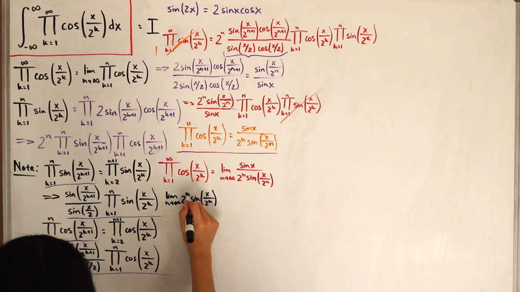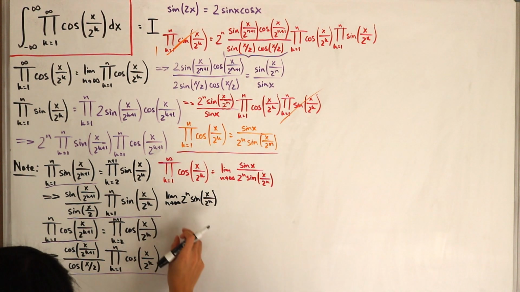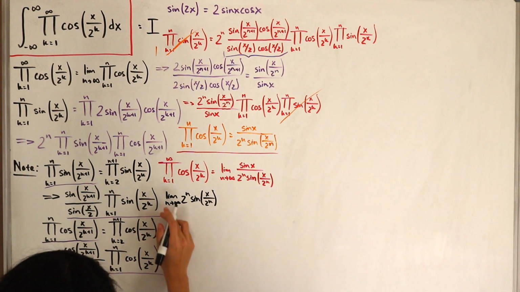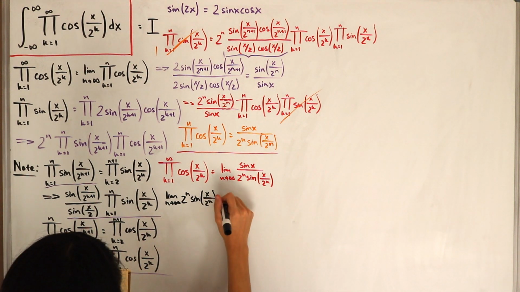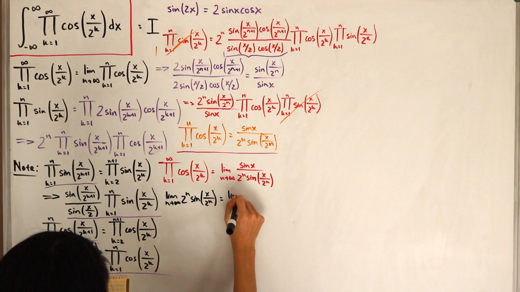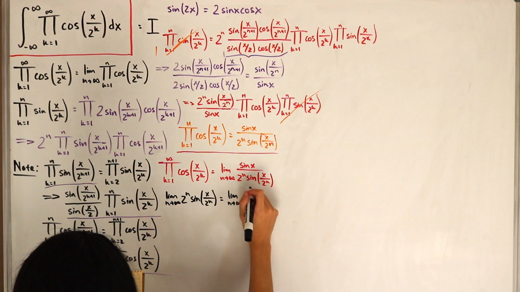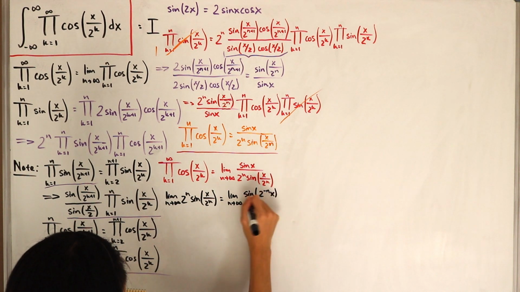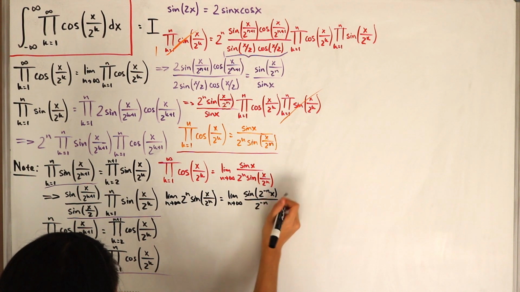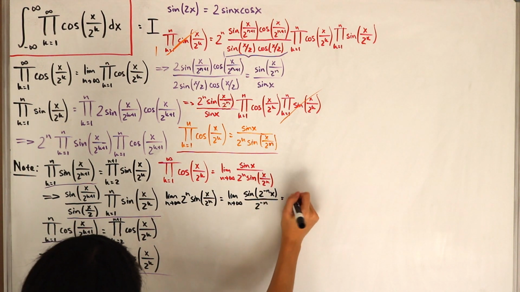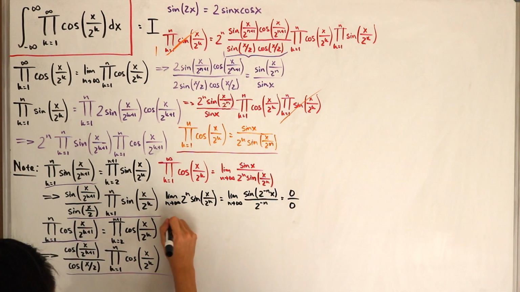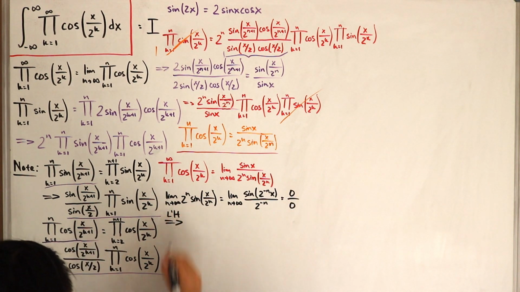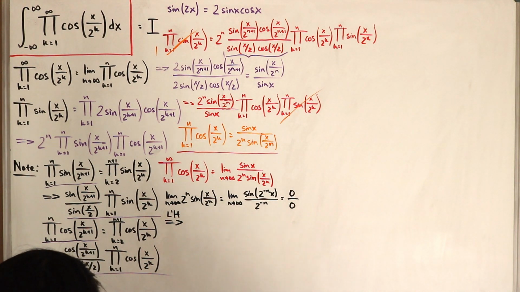I'll rewrite it so that the exponent is a negative n, but then that has to move to the denominator. The same thing goes over here if we want to preserve the equality. So doing so, we have the limit as n approaches infinity of sine of 2 to the power negative n times x, divided by 2 to the power negative n. Evaluating this, you'll see that we get an indeterminate form of 0 over 0. Then by using L'Hopital's rule, I'll put LH for L'Hopital's rule.